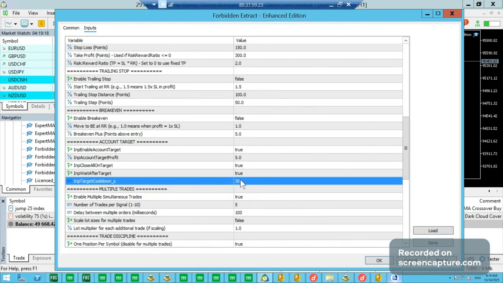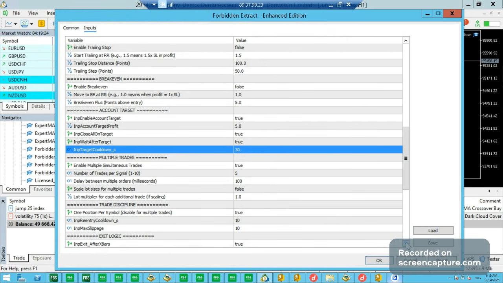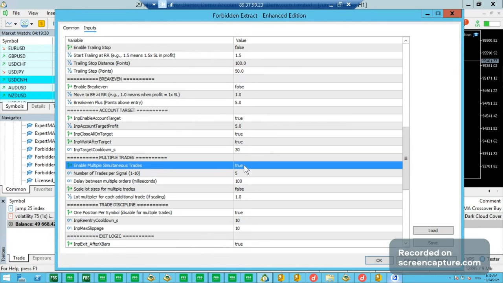So the next one is our multiple trade sections. Under these multiple trade sections, I will advise that if you have maybe small capital, you should not use these multiple sections. But if you're an experienced trader, you can decide to test it and see how it works.